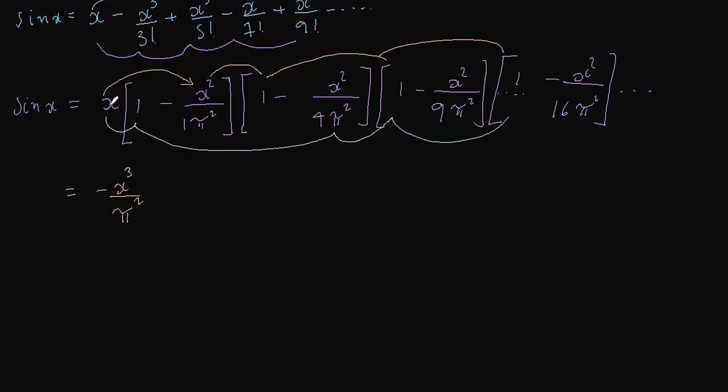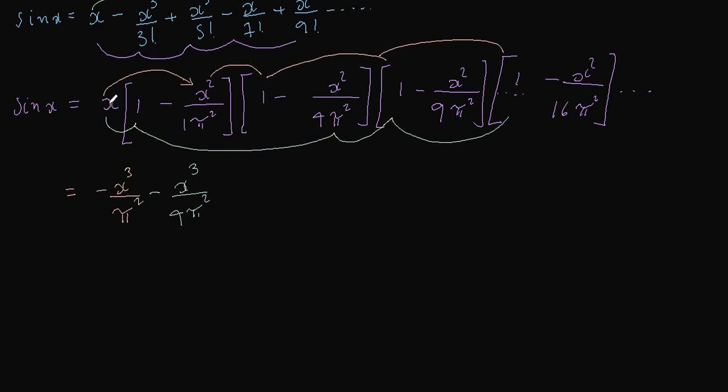So for this we get x times 1 is x, times this guy will give us minus x cubed over 4 pi squared, and then we multiply the rest by 1s, and this is the term we get. Now let's switch colors again, and we do this again one more time.